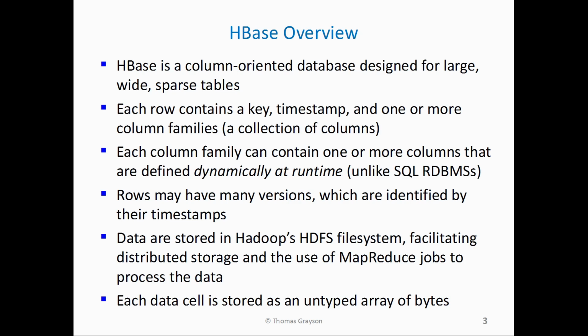I'll quickly go over HBase. It's a column-oriented database for large, wide, sparse tables. Each row contains a key, timestamp, and one or more column families, which are a collection of columns. Each column family can contain one or more columns that are defined dynamically at runtime. This is unlike SQL databases. Rows may have many versions, which are identified by their timestamps. The data are stored in Hadoop's HDFS file system, facilitating distributed storage and the use of MapReduce jobs to process the data. Each data cell is stored as an untyped array of bytes.